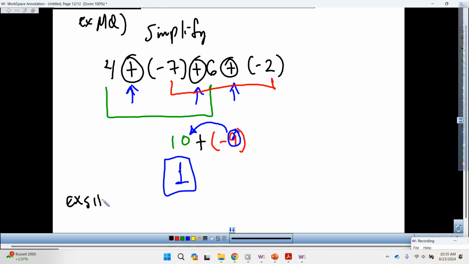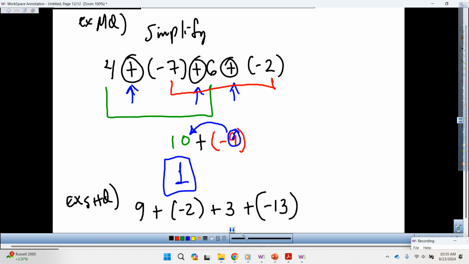Example Shazam Q. You do this one by yourself. 9 plus -2 plus 3 plus -13.